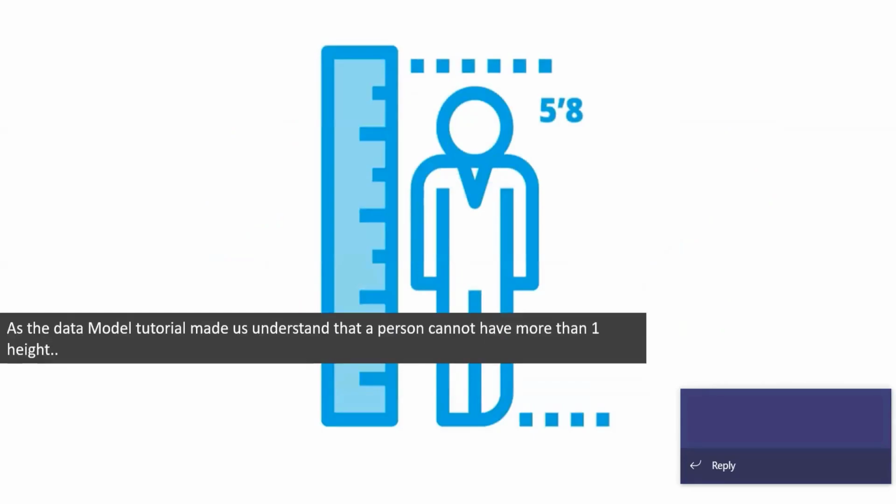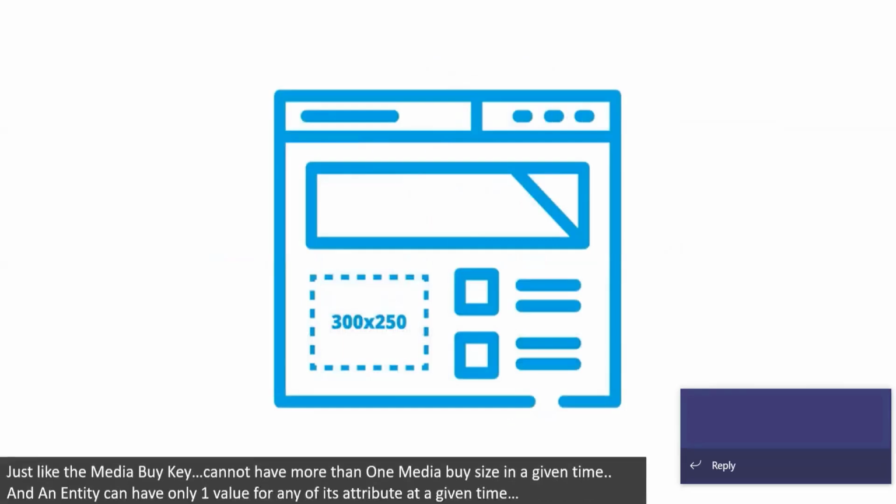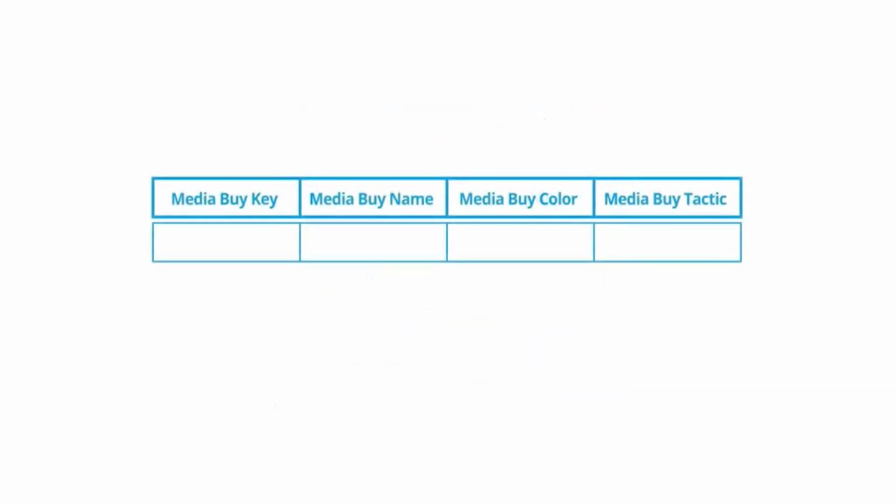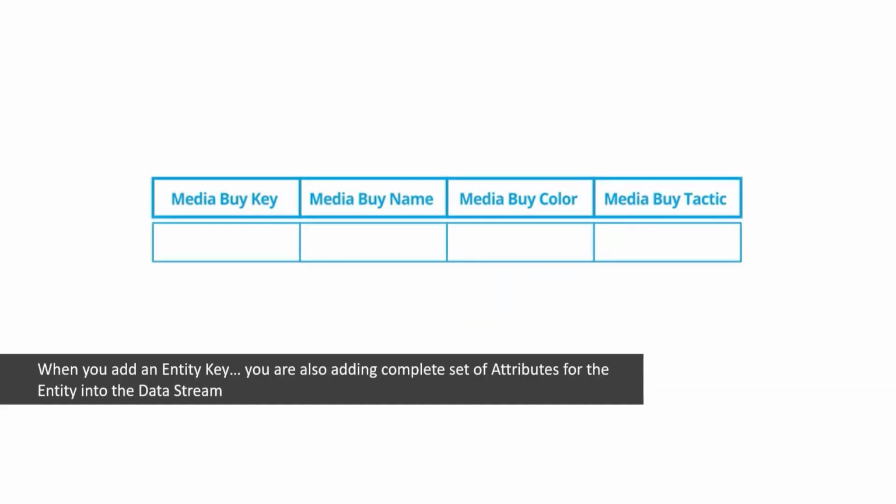As the data model tutorial made us understand, a person cannot have more than one height at a single point of time. It is the same with media buy keys. If we talk of a media buy key, it cannot have more than one media size at a given time, and an entity can have only one value of an attribute at any given time. So when you add an entity key, you are also adding a complete set of attributes for the entity.